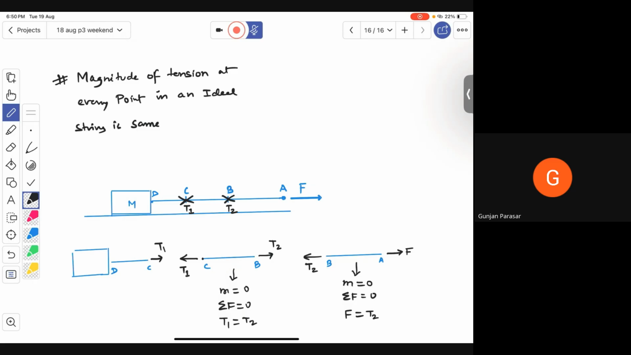So if a string is not ideal, meaning it has mass, then the tension at different points can be different. Still, I'm not telling you it must be different, I'm telling you it can be different. Okay. So maybe one question we will do at least, so that string tension is done today.